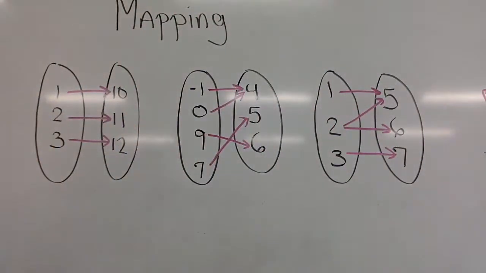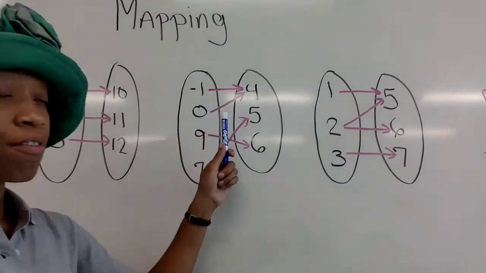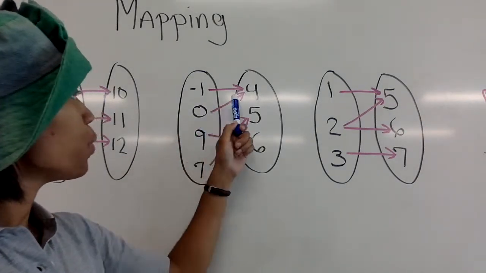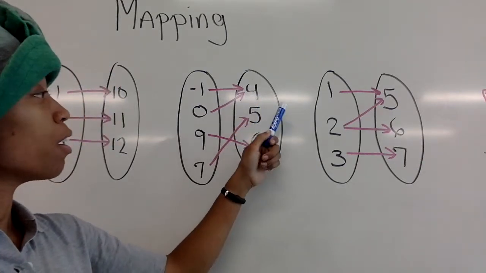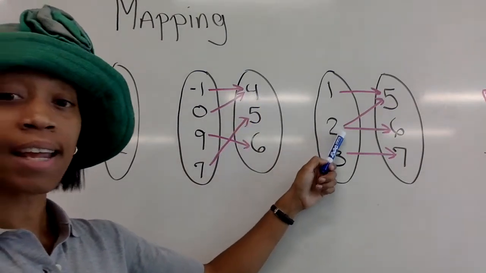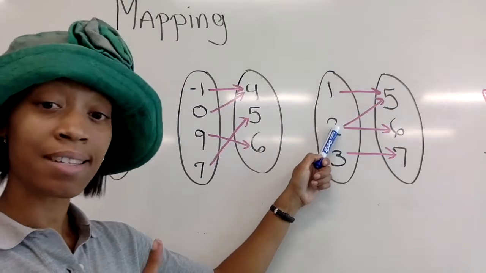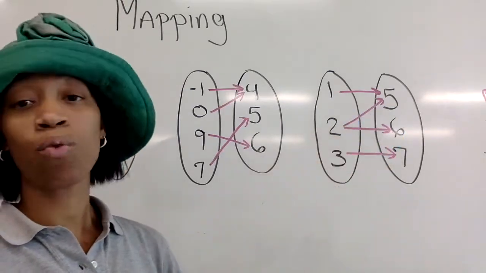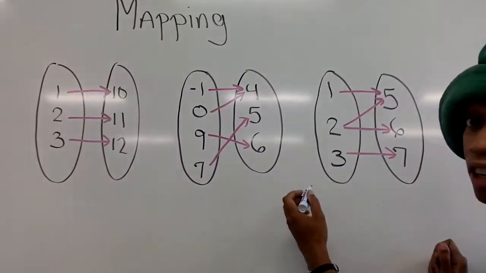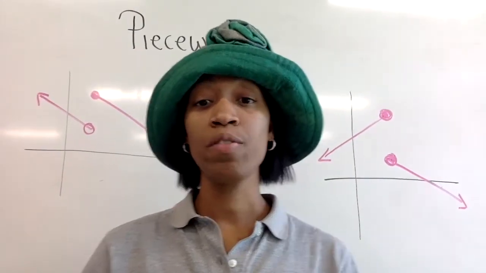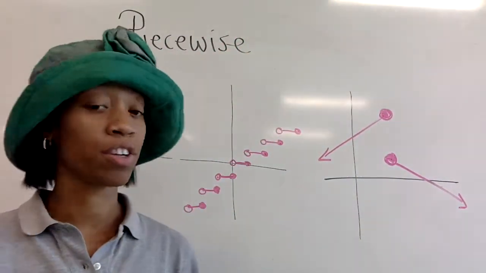Which one of these mappings does not represent a function? It's perfectly fine that these two x values are going to the same y value. That's fine. But over here, we have the same x value. We have one x going to two different y's. So this is not a function. Which of these piecewise graphs is not a function?